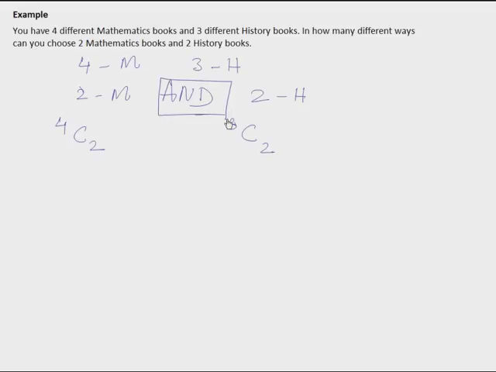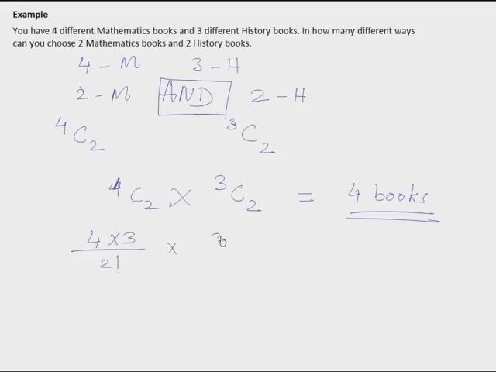So what do I do? I bring in the multiplication principle. The number of ways of choosing the 2 maths books, 4 choose 2, and the number of ways of choosing the 2 history books, 3 choose 2, gives me the number of ways I can choose 4 books. Let's work out this answer. 4 into 3 over 2 factorial into 3 into 2 over 2 factorial equals 6 times 3 equals 18 ways.